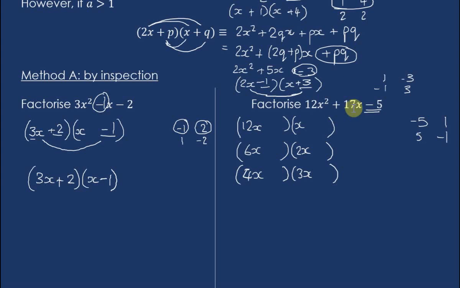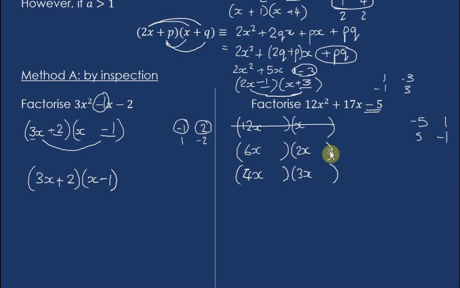Now, how could I make 17? Could I do that by multiplying one of these numbers by 12? If I multiply this 1 by 12, I get 12, and I can add 5 to get 17, but I can't add -5. And certainly if I multiply the 5 by 12, that's going to give me 60 and get me nowhere near 17. So I can rule out this set of brackets already. Let's try the next ones.